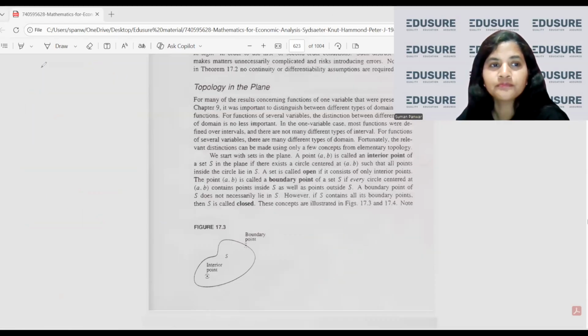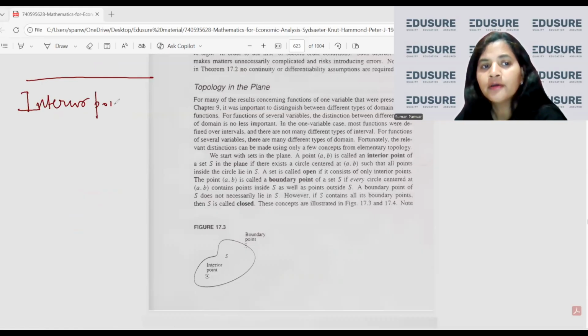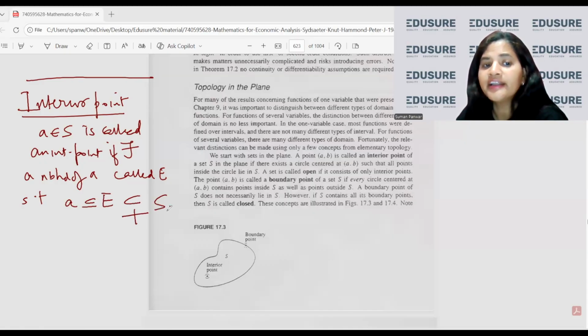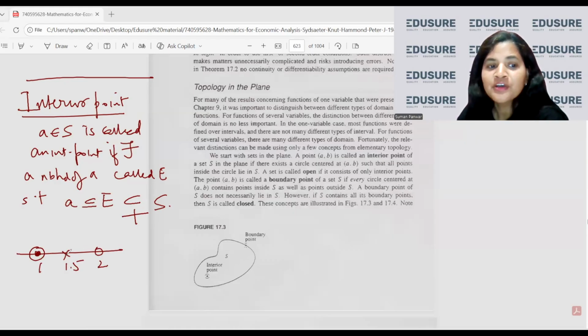Now what is a boundary point? Any point inside a set that has a neighborhood within the set is called an interior point. So let us define interior point. A belonging to S is called an interior point if there exists a neighborhood of A called E such that A is contained in E and E is strictly contained in S. That means, if my set is [1, 2), then 1.5 is an interior point, and 1 is not an interior point. 1.5 I can enclose in a neighborhood inside the set. 2 is not in the set at all, so we don't talk about it.